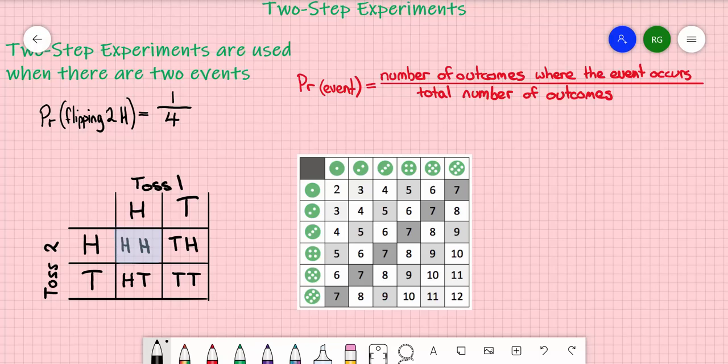These tables generally will only work when you have a 2-step experiment. So if we were to incorporate a third toss into this, the method would not be suitable. So a 2-step experiment is for when there are just two different experiments or events.